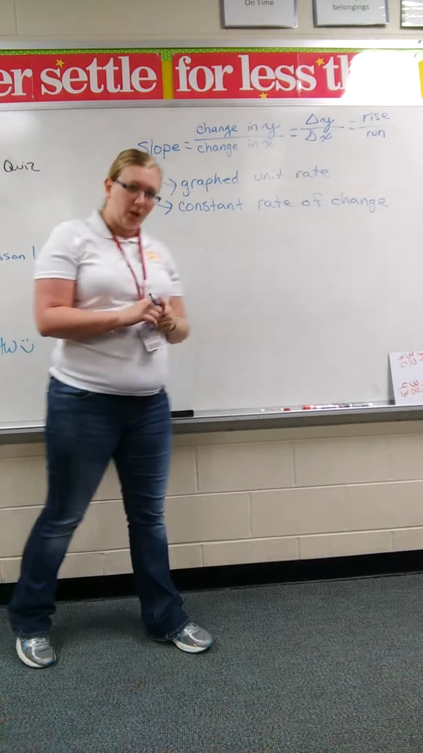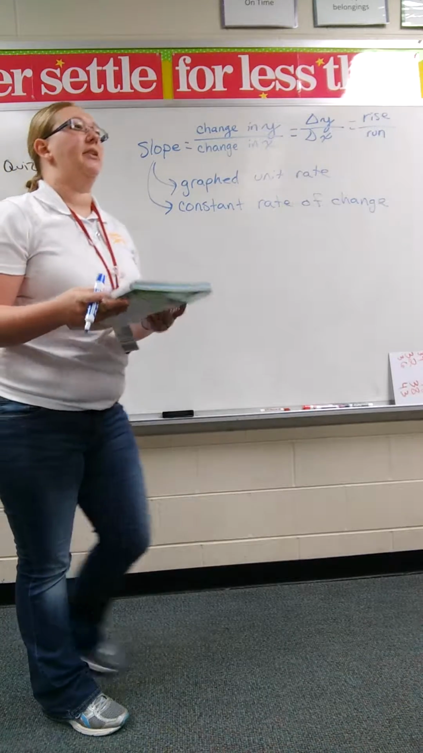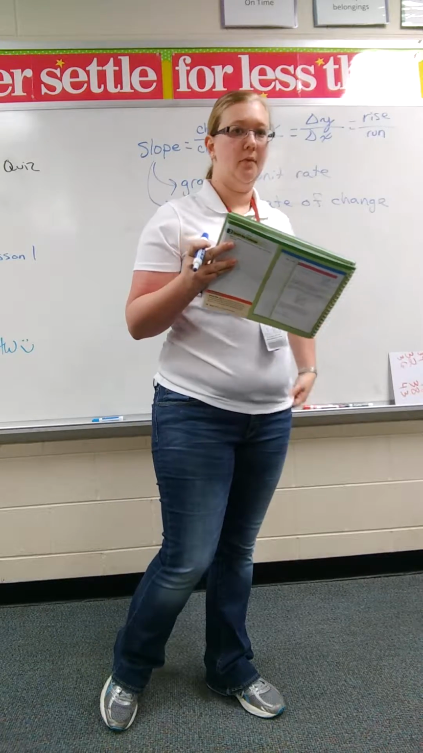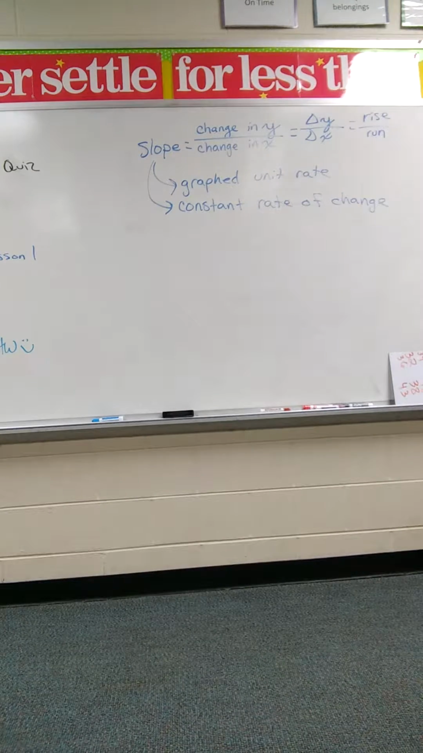Now, let's look at example 1 on page 75. Example 1 on page 75 says what? The table below shows the relationship between the number of seconds y it takes to hear thunder after a lightning strike and the miles x you are from the lightning. Graph the data and find the slope.